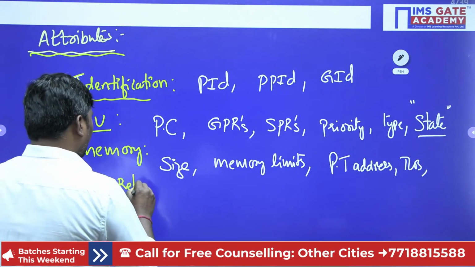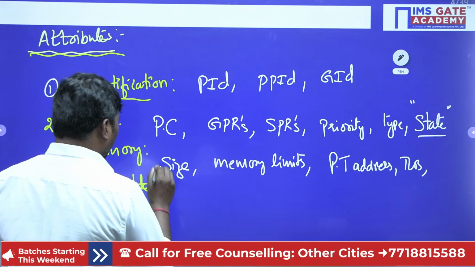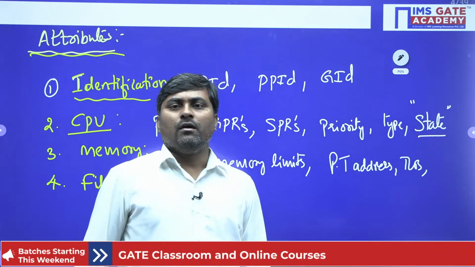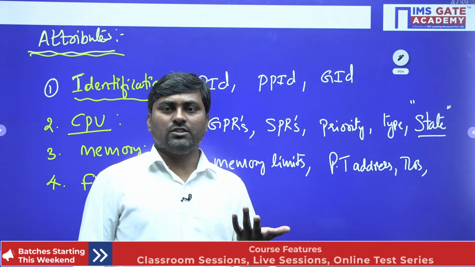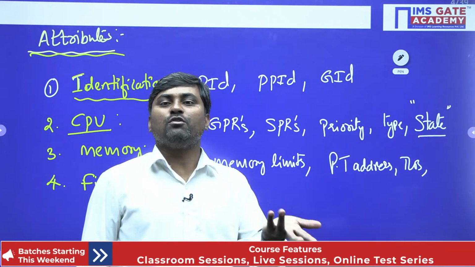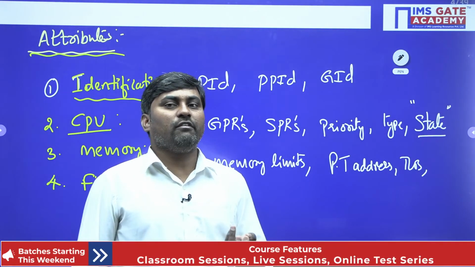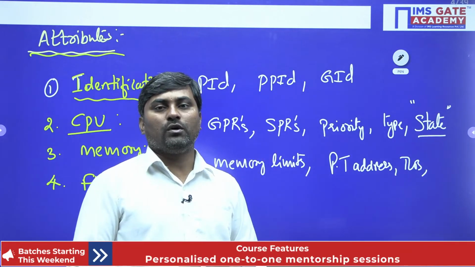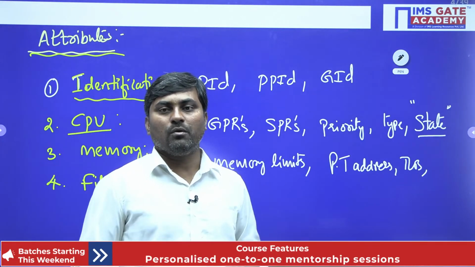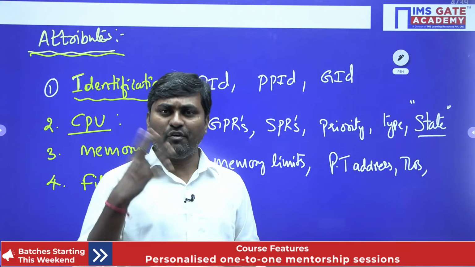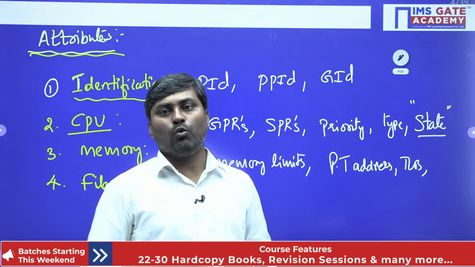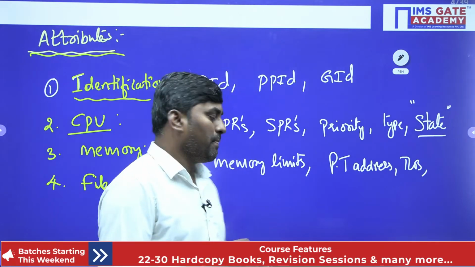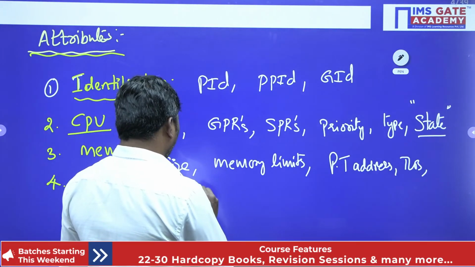Now the fourth one: file related information. What is the file related information? Please understand. In secondary storage devices, we store our information in terms of files only. Files are the basic unit of storage in a secondary storage device. Some standard files are referred to and used by each process. We say list of open files.